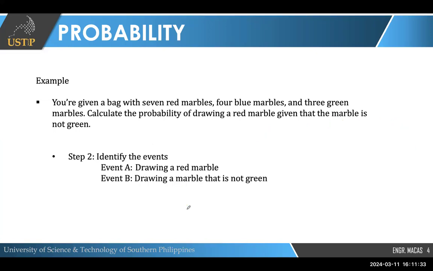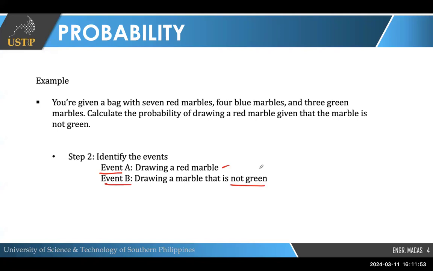Okay, next step is we identify the events. So, pwede ka magbuta nga red ug not green diha. Pero mas kung taas ka kag solution, mas maayo kung imo na lang siyang i-set into one variable. So, we set event A as drawing a red marble. We set event B as drawing a marble that is not green.